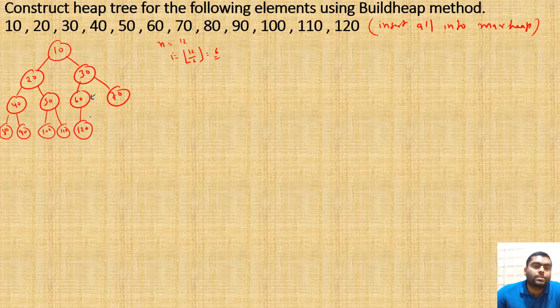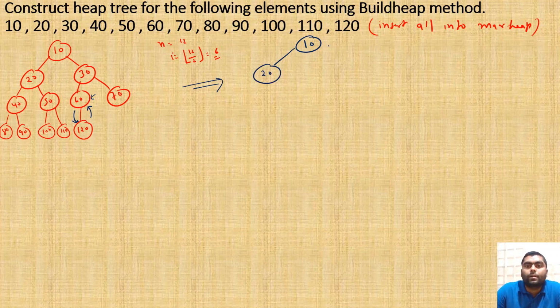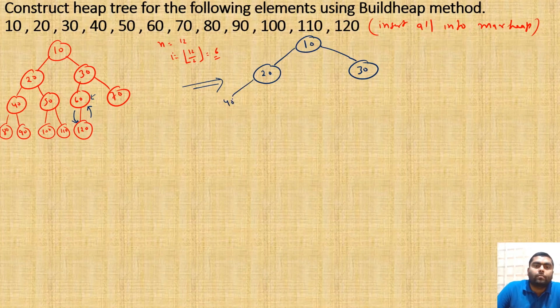Heapify compares with its children, and whichever is the maximum value will replace it. So this will be the replacement. OK, so what will you get after this? After this you will get 10, then left is 20, and right side is 30, and then 40, 50, and then 60, 70.